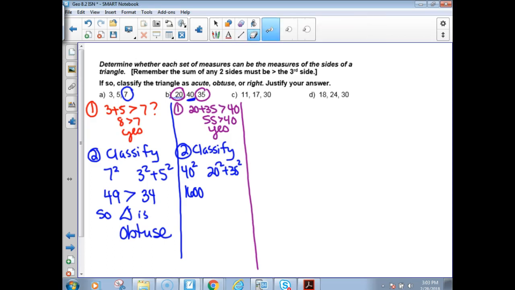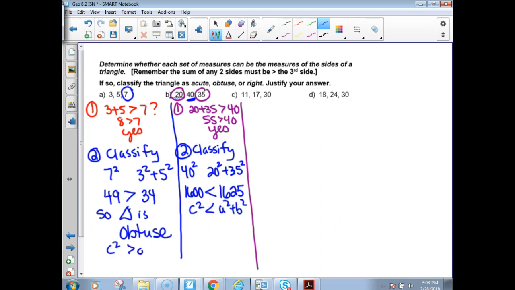20 squared plus 35 squared, I wish someone would type that on their calculator for me and tell me what you're getting. Okay, so 20 squared plus 35 squared, I was just clearing up that I wrote that messy. You said 1625? Okay, so 1600 is less than 1625, which means c squared is less than a squared plus b squared. Over here it was c squared was greater than a squared plus b squared. That's how come it's obtuse. This one is an acute triangle.